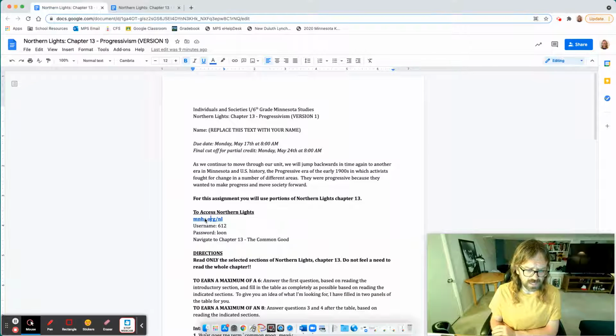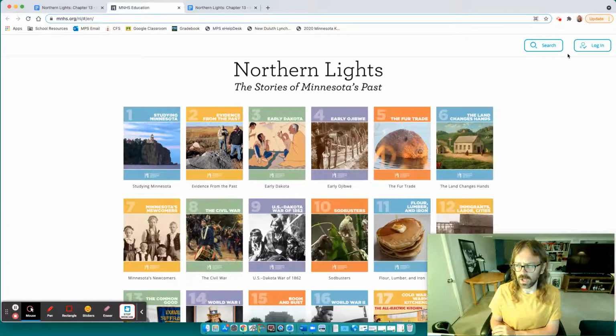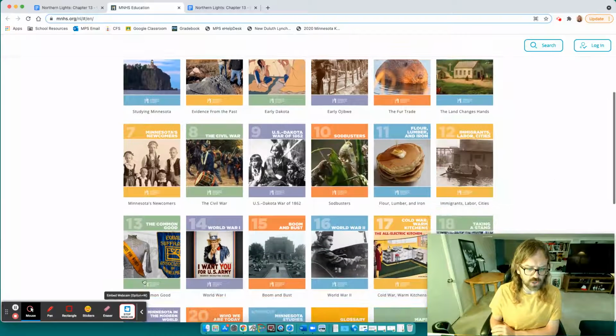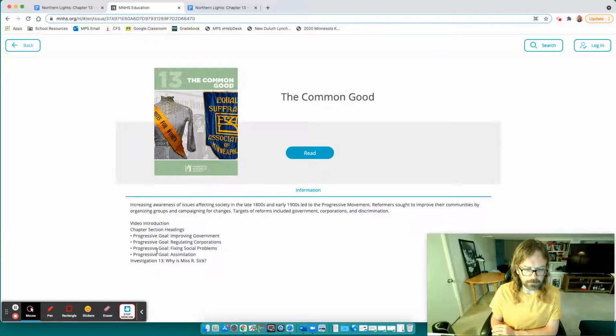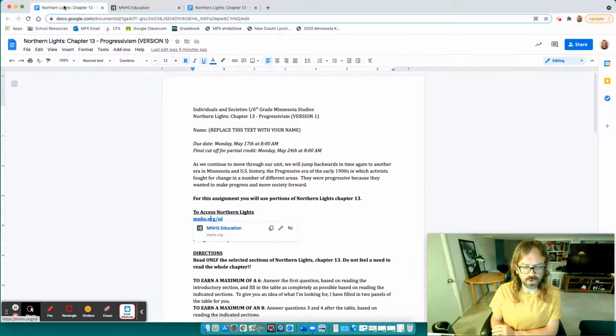What you'll do for this assignment is follow the link to mnhs.org/NL right here. Get yourself logged in. Remember, the username is 612. The password is Loon. I'm already logged in. Then you're going to navigate to Chapter 13, The Common Good. Once you're there, you'll click Read, and then you're only going to use certain segments of the chapter.